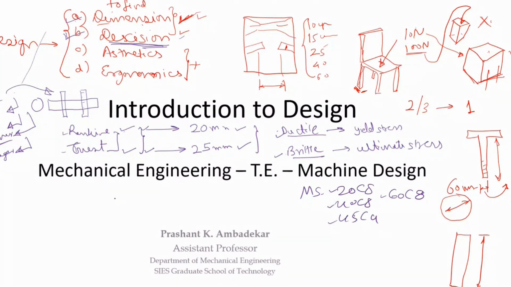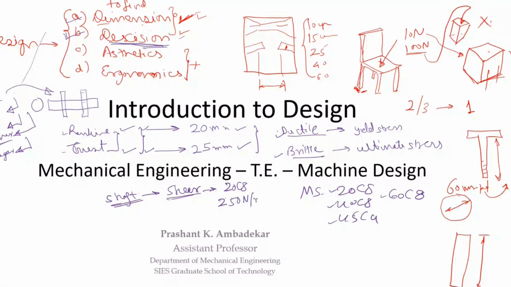You design a shaft, and the shaft will fail by what? The shaft will fail by shear. Okay, if you don't know, you should know this from SOM, but even if you don't know, keep my words that the shaft will fail by shear. Now, what is the material for the shaft? I am using, say, 20C8 as material for the shaft. What is the shear stress of 20C8? The shear stress of 20C8 is, say, 250 Newton per mm square.